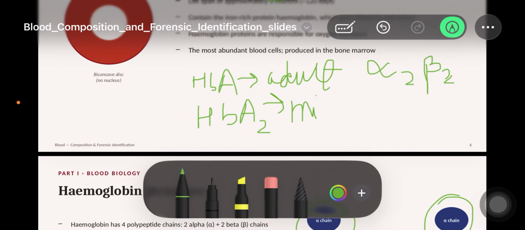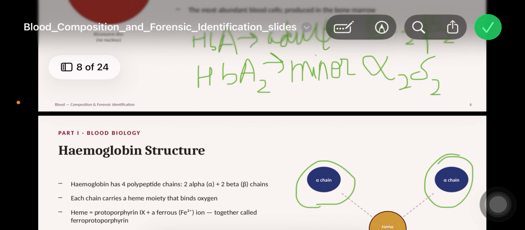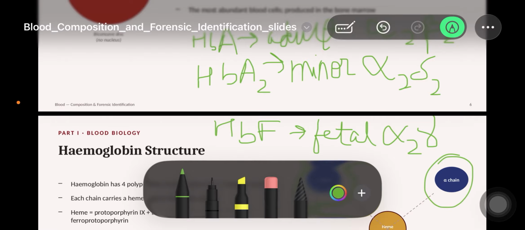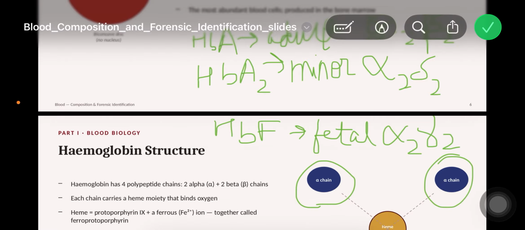This is minor adult hemoglobin. It has 2 alpha and 2 delta chains. Next we have HbF, which is for fetal hemoglobin. It has 2 alpha and 2 gamma chains.